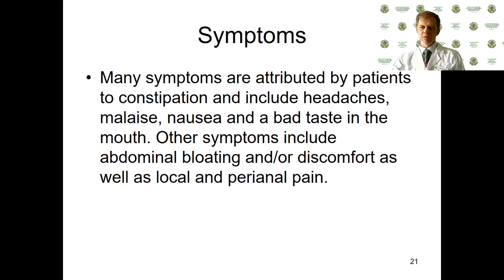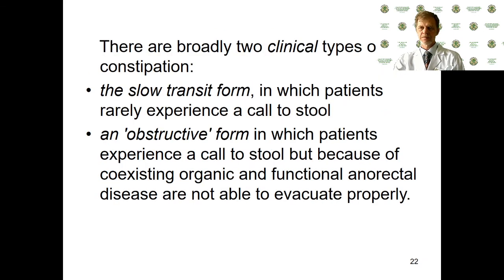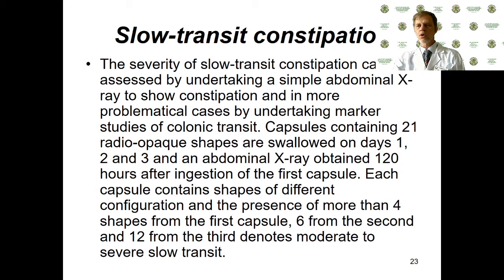Many symptoms are attributed by patients to constipation and include headaches, malaise, nausea, bad taste in mouth. Other symptoms include abdominal bloating or discomfort, as well as local and perianal pain. There are broadly 2 clinical types of constipation. The slow transit form, in which patients rarely experience a call to stool, and the obstructive form, in which patients experience a call to stool, but because of coexisting organic and functional anorectal diseases are not able to evacuate properly. So, slow transit constipation.